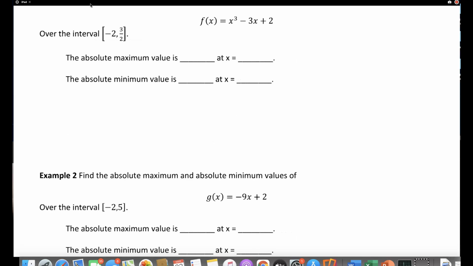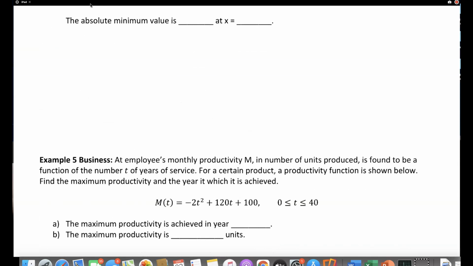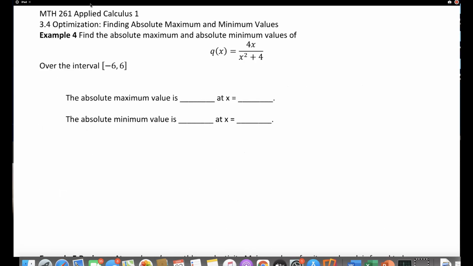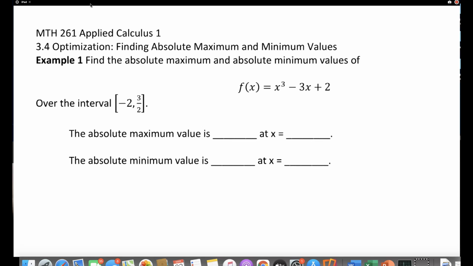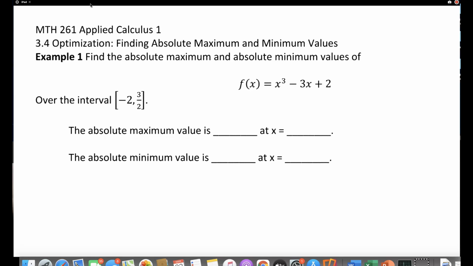So I have 2 examples, 3, 4, 5. Let me maybe do the first 2 in this video, okay? So first one, it says find the absolute maximum and absolute minimum values of f of x, a cubic function, over the interval -2 to +3/2. So they're giving you the left bound and the right bound.